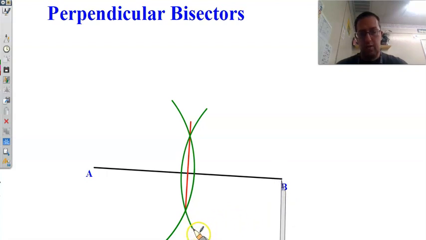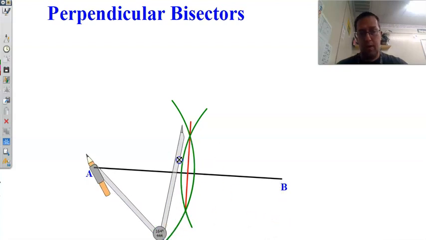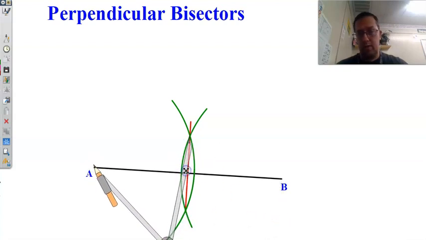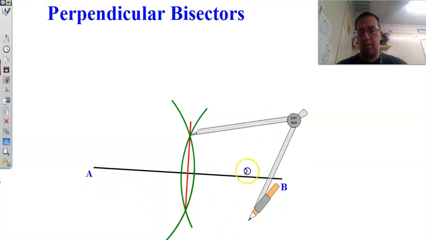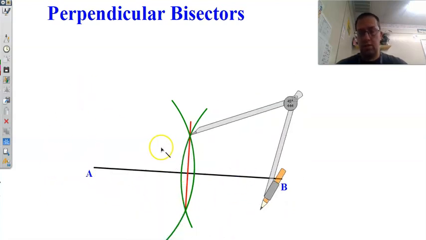Now, notice when I drew this, I used my compass, and this point is the same distance to point B as it is to point A. Same distance right there as it is to B. Same distance to A as B. So let's take a look at that.